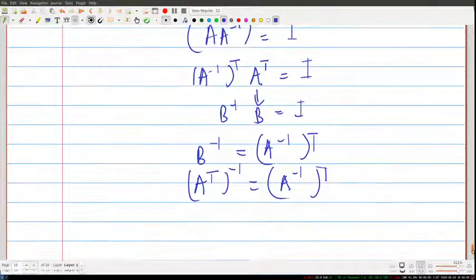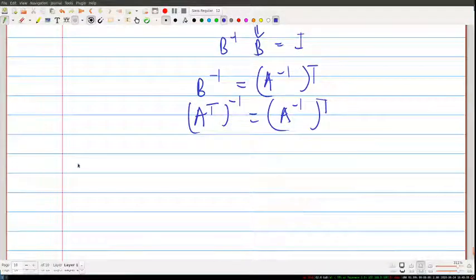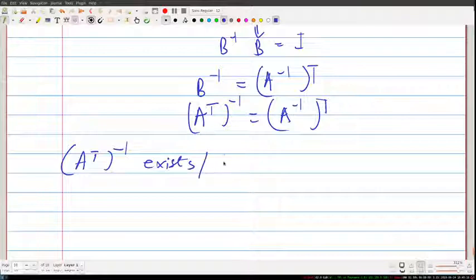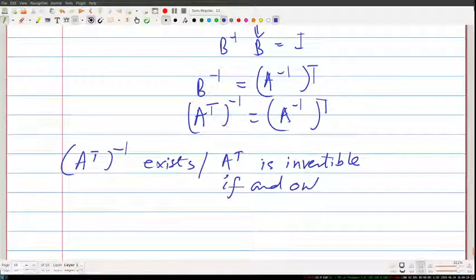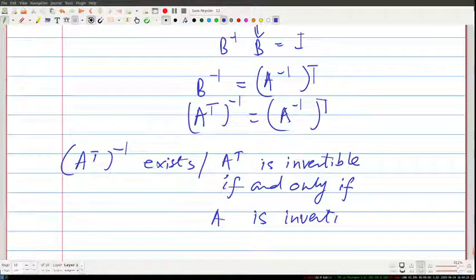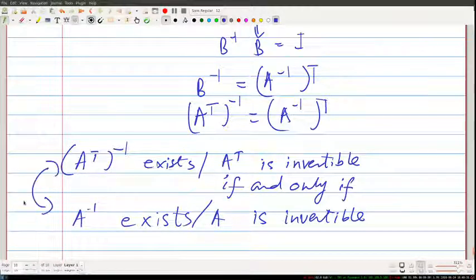And so this also tells me something interesting: that the inverse of A transpose exists, or in other words, A transpose is invertible if and only if A is invertible. Which means if the inverse of A exists, then we know for sure that the inverse of A transpose also exists. This is an equivalent condition. All right.